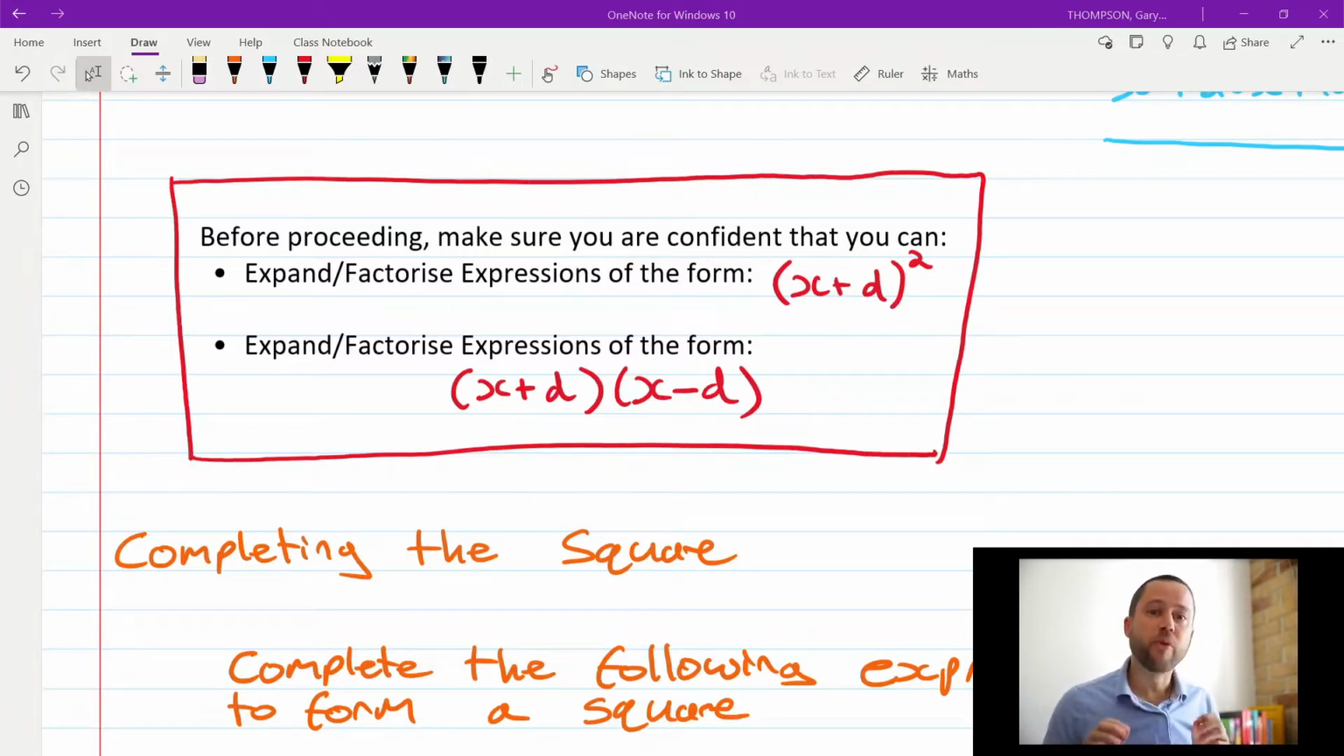However, before going into this video, you want to make sure that you are confident in factorizing and expanding quadratic expressions of the form x plus d all squared, as well as factorizing and expanding quadratic expressions which are a difference of two squares. So that's an x plus a value times an x minus a value. So let's have just a quick review.